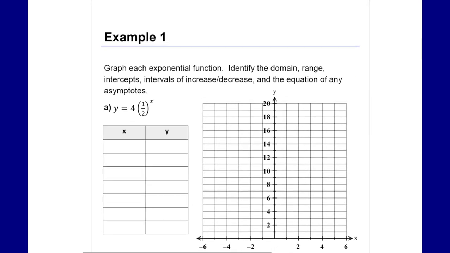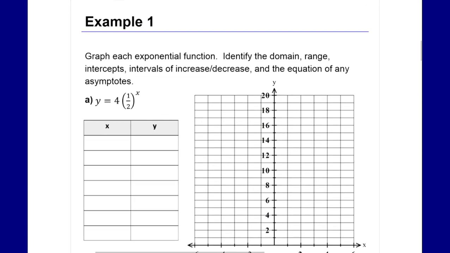We're going to graph each function. We're going to state the domain and range. We're going to state any intercepts. We're going to determine whether there's intervals of increase or decrease. And then we're going to look for the equation of any asymptotes.